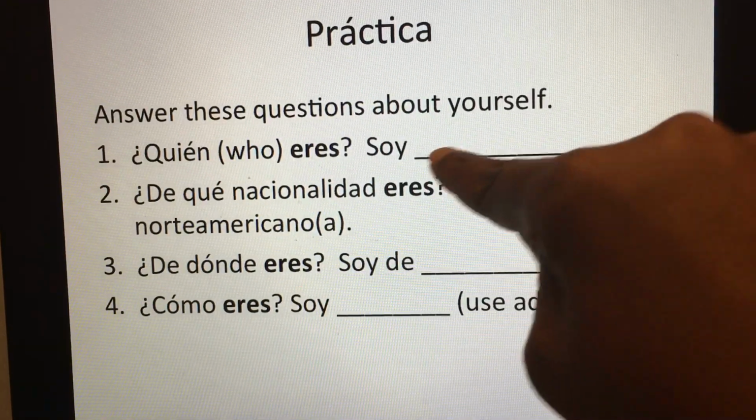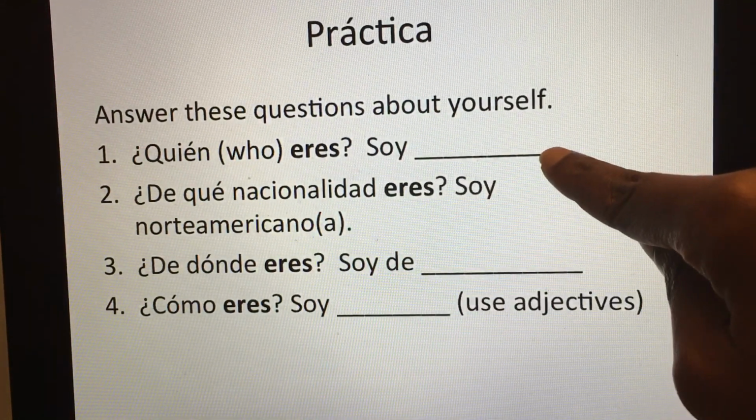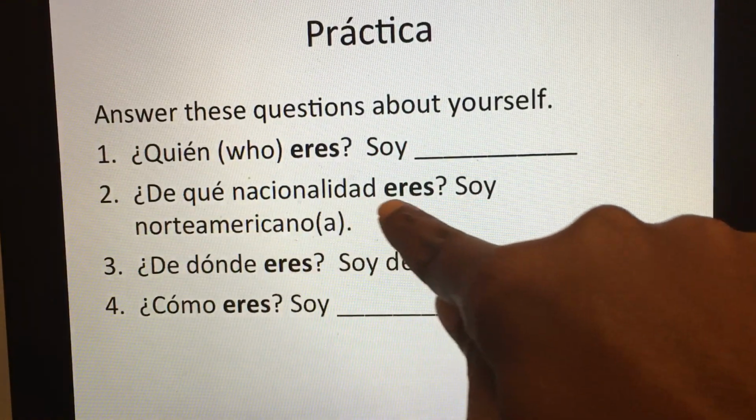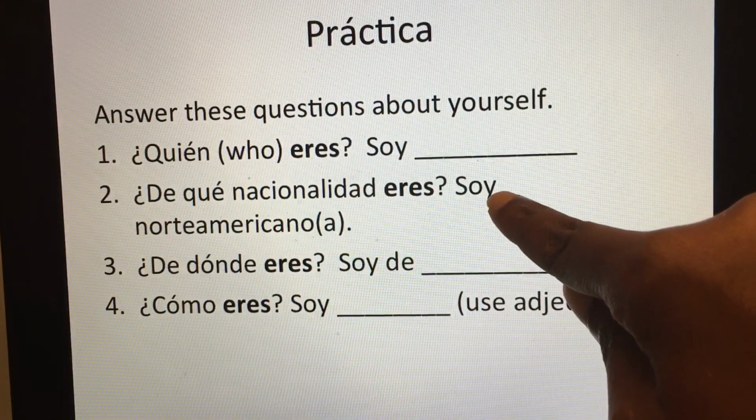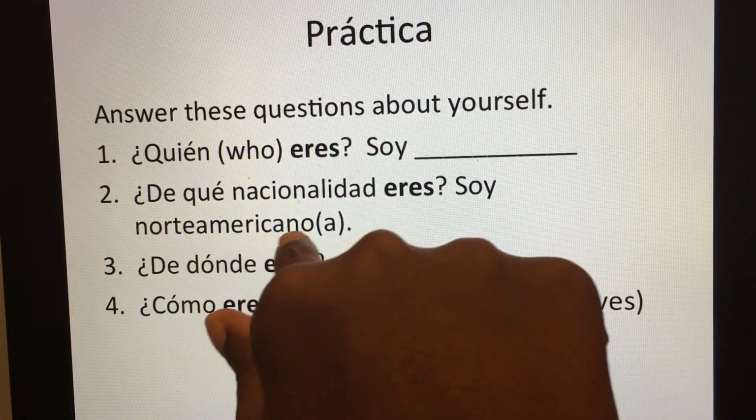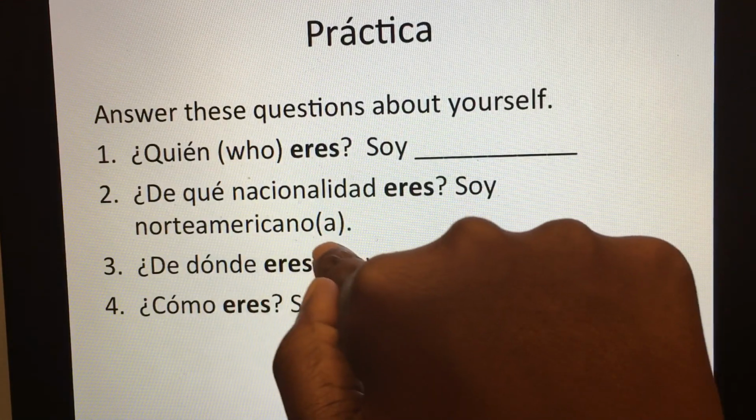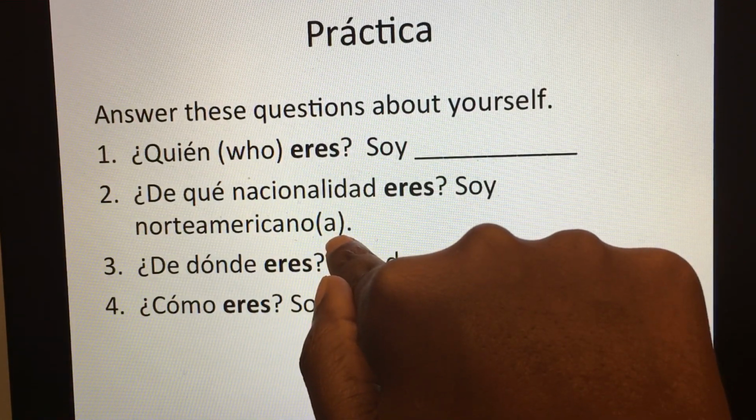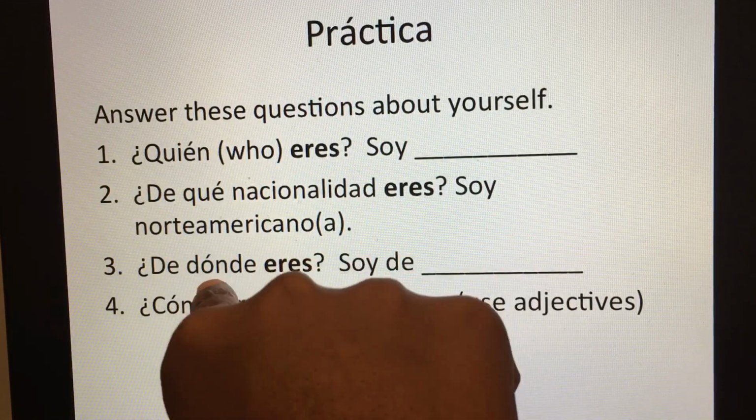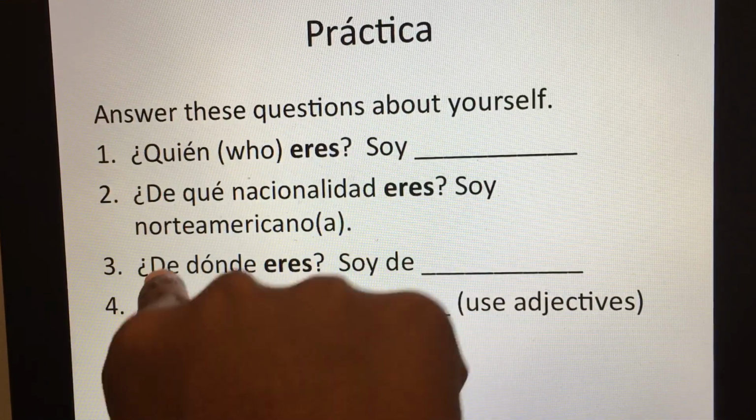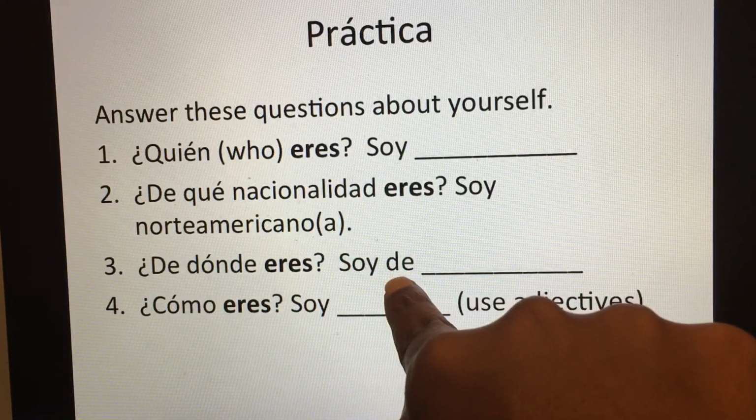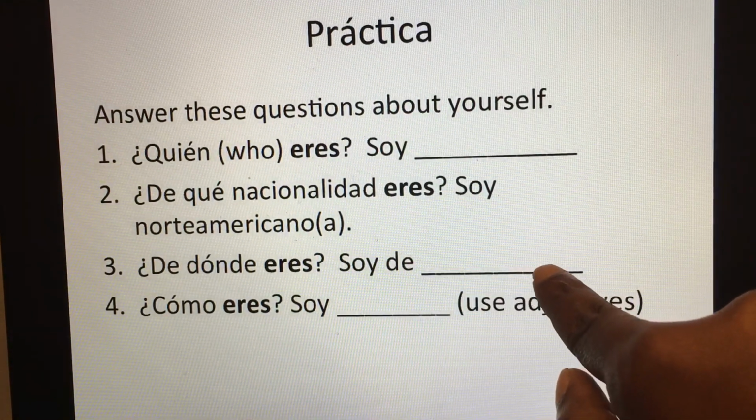So here you would have said soy and then your name. Here, because I'm asking you about your nationality, you would respond back with soy and then your nationality. Norteamericano if you're male, norteamericana if you're female. ¿De dónde eres? is asking where are you from. I am from, soy de. And here you will put your city or your state.